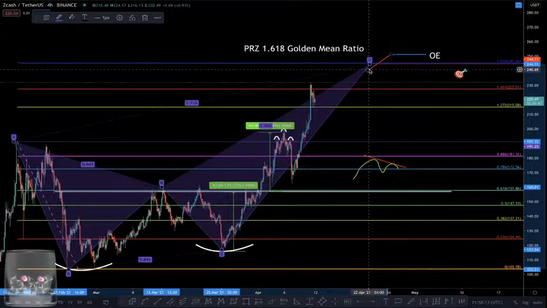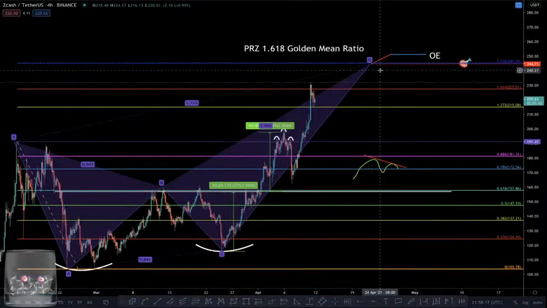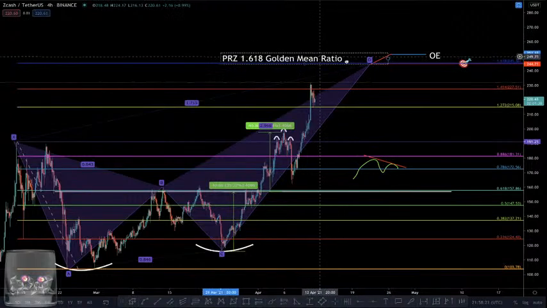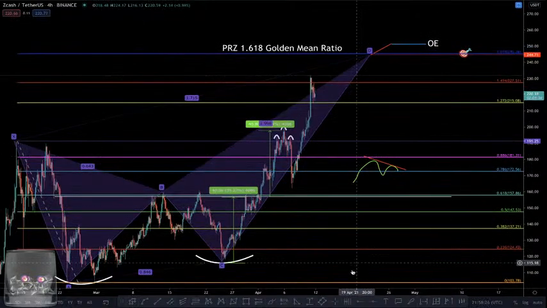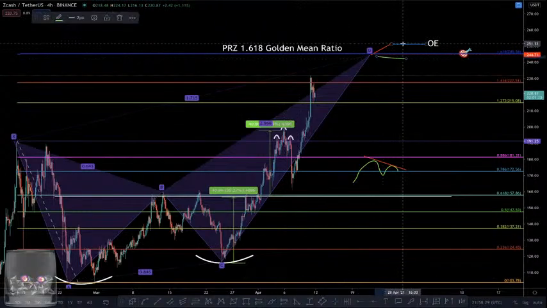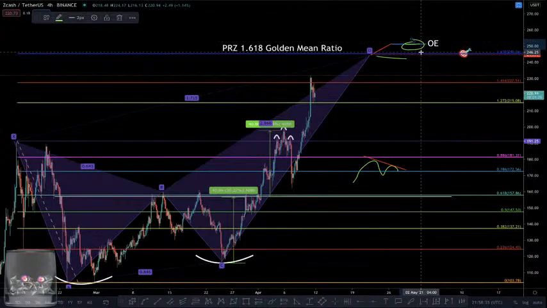But then we're saying, okay, let's hit the pattern completion zone target 1.618, but then let's sell off a little bit and go up again and hit the optimal entry. So if we hit the optimal entry, that would be even higher than the 1.618. This is currently where BNB is at. BNB has hit the 1.618 and it's hit the optimal entry. BNB is hanging out right here. Okay, so then we would proceed.